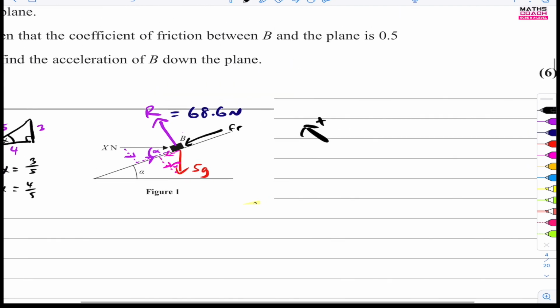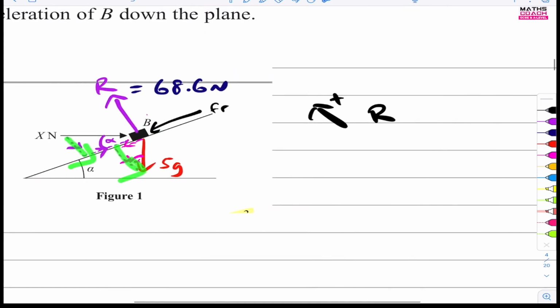What do we have? Let's start with R because we are going up as positive. R is going up in that direction, whereas these ones are going down. This one is going down, as negative. Can you see that? That's why I've drawn these arrows here like that.